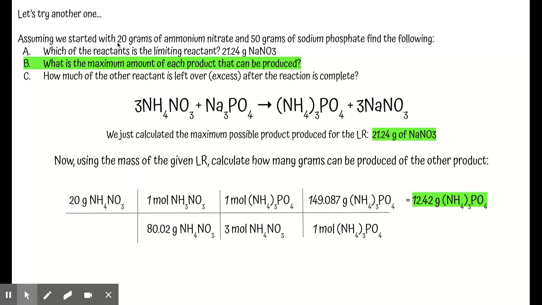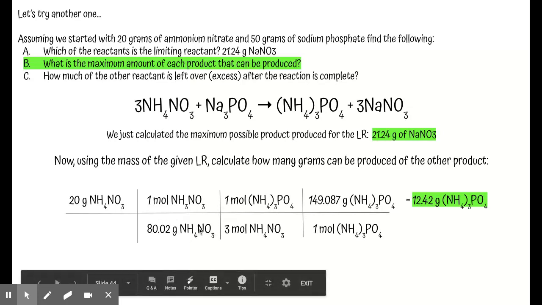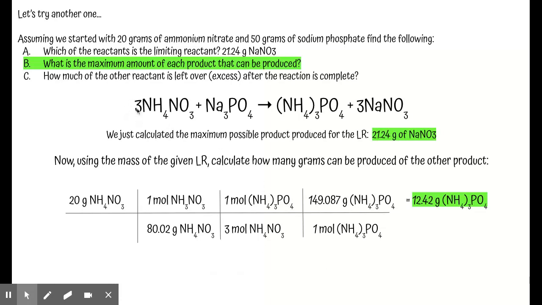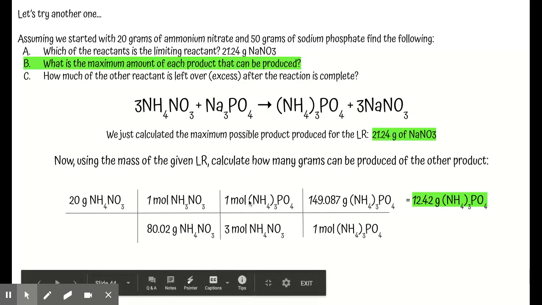Okay, so in this problem, you're starting with 20 grams of ammonium nitrate. We already determined that that is the limiting reactant. So we're going to start with that again. So 20 grams of ammonium nitrate, grams of ammonium nitrate comes down. You have the mass of ammonium nitrate equal to 1 mole. Here, moles of ammonium nitrate has to come down. This is our opportunity to convert it into the other substance, so we're going to use the mole ratio. 3 moles of ammonium nitrate is equal to 1 mole of ammonium phosphate, so 3 to 1. Now we're in moles of ammonium phosphate, so moles comes down. We can set 1 mole equal to the mass of that substance and do the math.